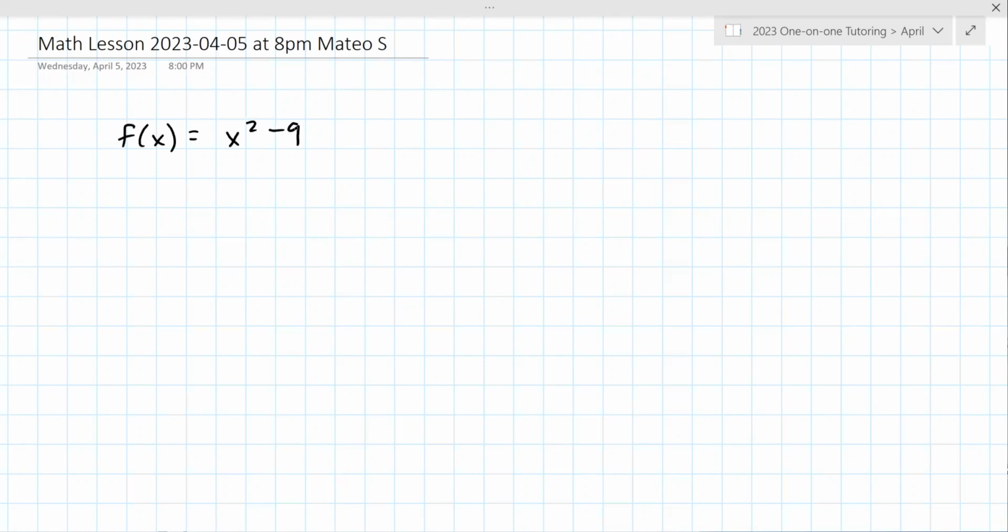So here's what we're going to do. We are going to remember what a quadratic looks like. So x squared is a U-shaped graph. Remember that from previous part of the course? Yeah. Okay. This -9 is a transformation.